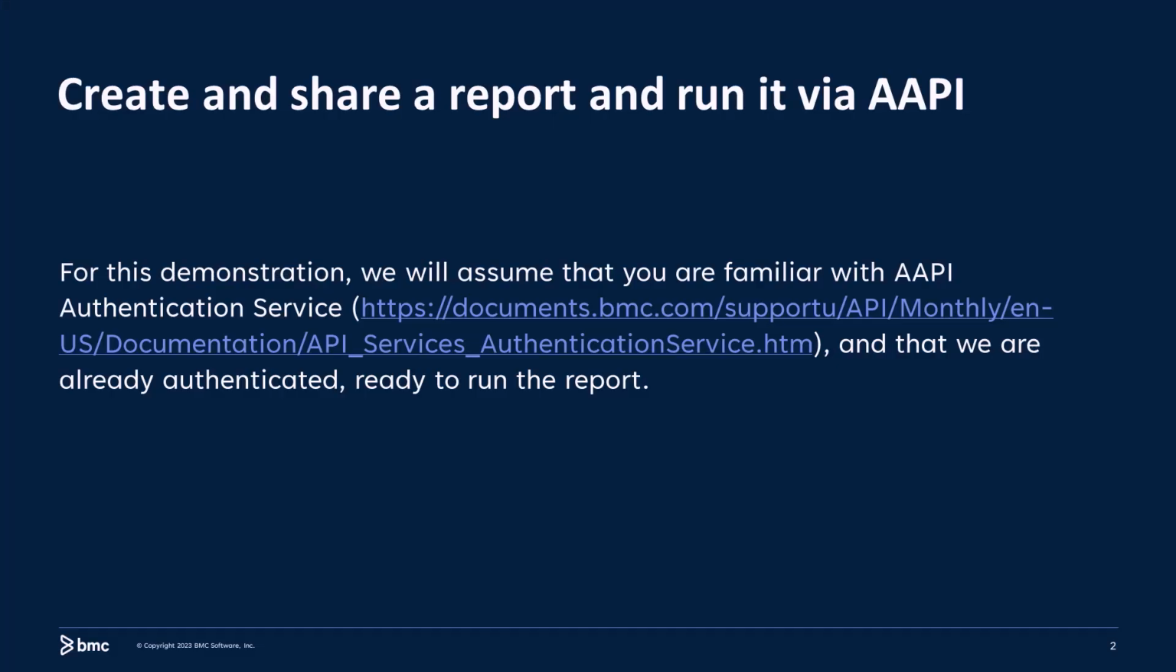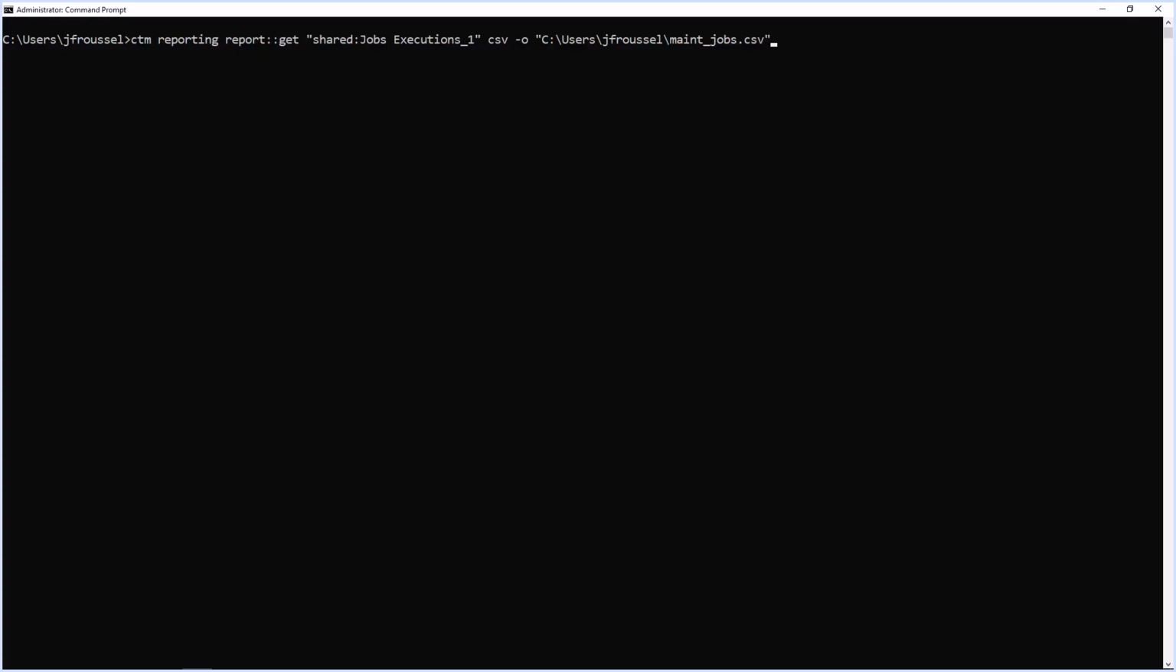Now, I'd like to run my report through Automation API in preparation to schedule the report to run automatically. For this demonstration, we will assume that you are familiar with Automation API authentication service and that we are already authenticated and ready to run the report. From a command prompt window, assuming that the Automation API client is installed and the environment is configured, to run the report, we will run the command that you see on the screen.